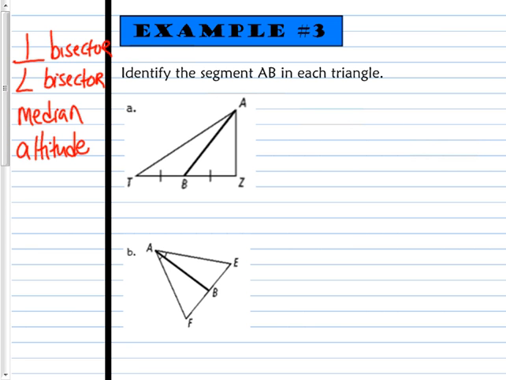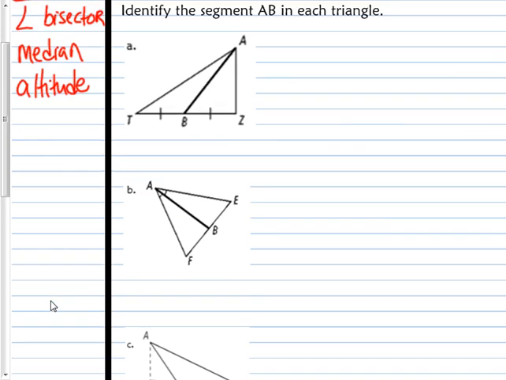So I want you to pause the video. You're going to use one of each, the perpendicular bisector, angle bisector, median, or altitude. I want you to try and see. You're going to use each one, so there will be no leftovers, and they all have a different answer. So pause the video, see if you can correctly place A, B, C, and D.